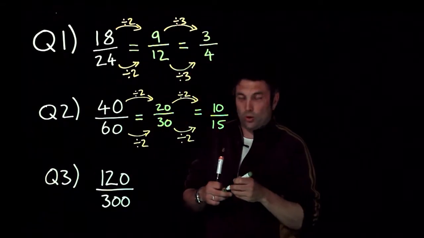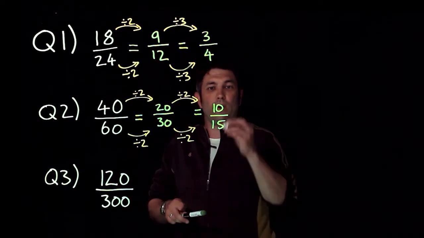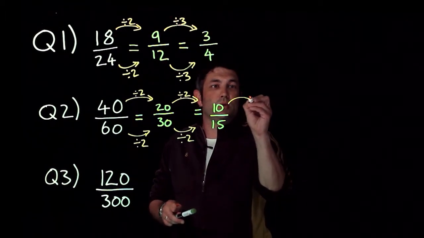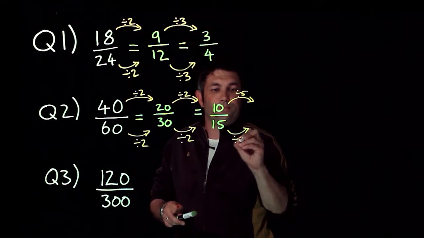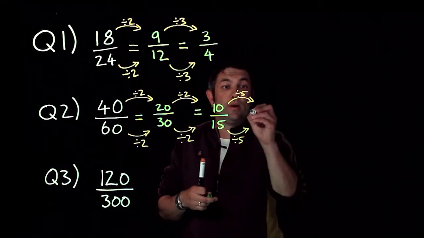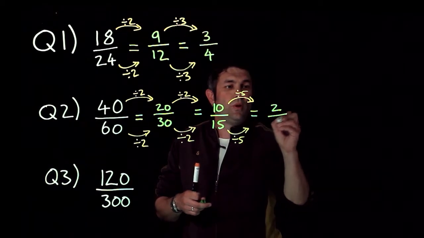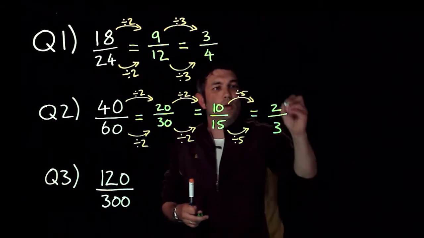Once again, we've not got two numbers that are even, but we have got two numbers that are in the 5 times table, so I can divide by 5, divide by 5, and we end up with 5s into 10 go 2, 5s into 15 go 3, 2/3 is in its lowest term.